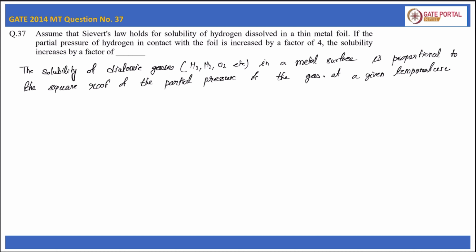If we write Sievert's law in mathematical form, in the case of hydrogen, the dissolved concentration of hydrogen will be equal to K, a constant, times the square root of the partial pressure of hydrogen.